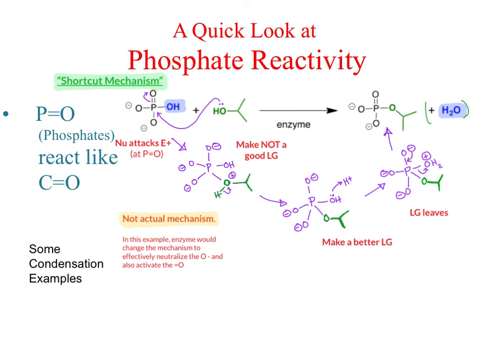So those reactions are all condensation. Again, they're just adding something with an O or an N, something with a lone pair, a good nucleophile, to something that's either a C double bond O or a P double bond O. And then the leaving group is leaving as water. And that's the key thing that makes it condensation, is that it's forming water as a byproduct.